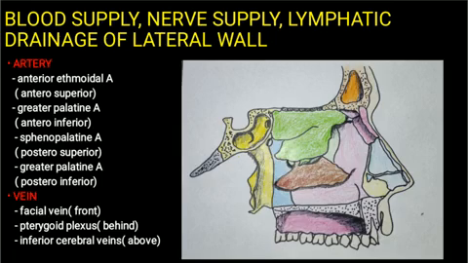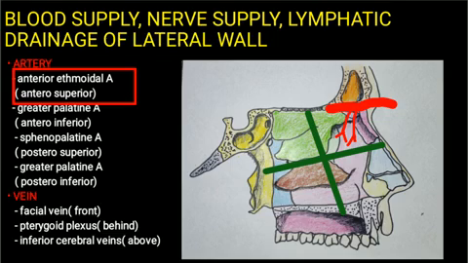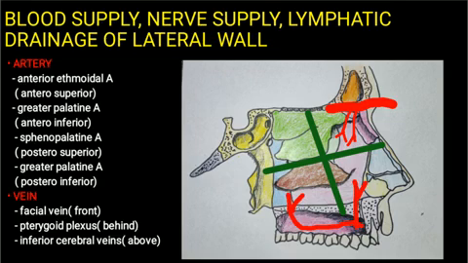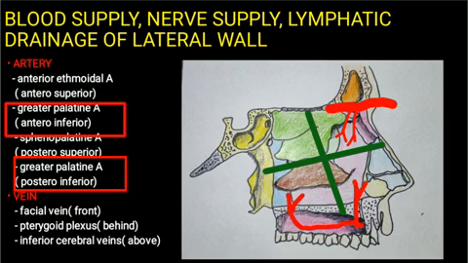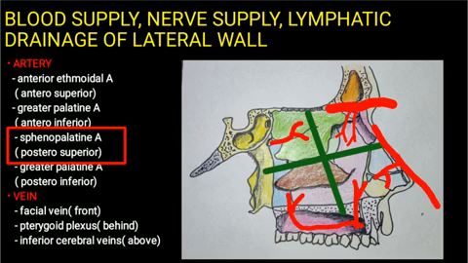Blood supply of the lateral wall. Generally, the arteries in the lateral wall are arranged in four quadrants. They are the antero-superior, antero-inferior, postero-superior and postero-inferior quadrant. The antero-superior quadrant gets branches from the ophthalmic artery, which is the anterior ethmoidal artery, while the rest of the three quadrants get branches from the maxillary artery. The antero-inferior and the postero-inferior quadrant get branches from the greater palatine artery, which is in turn a branch of the maxillary artery. In addition, the antero-inferior also gets a branch from the facial artery. The postero-superior quadrant is supplied by the sphenopalatine branch of the maxillary artery.